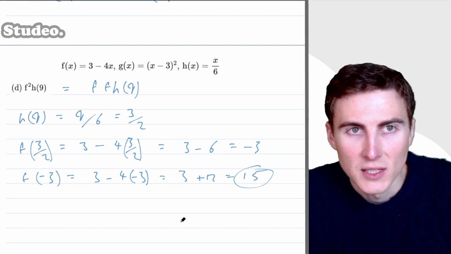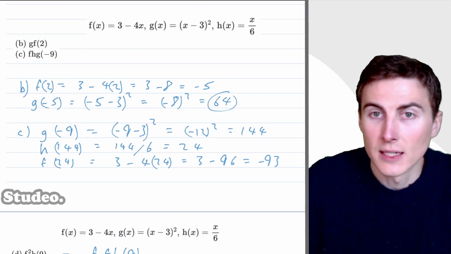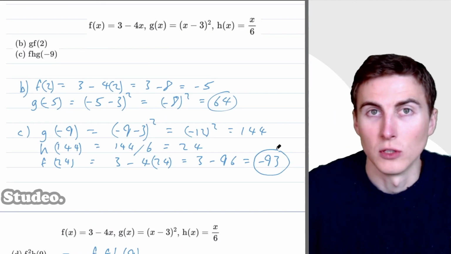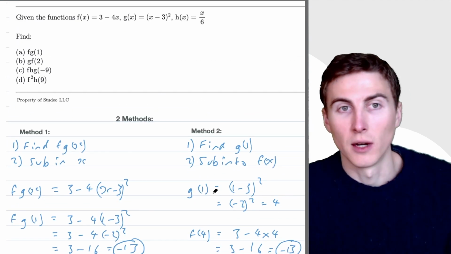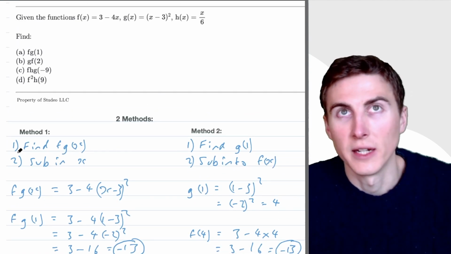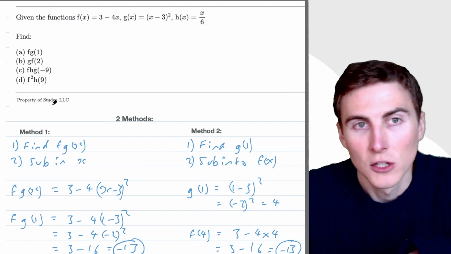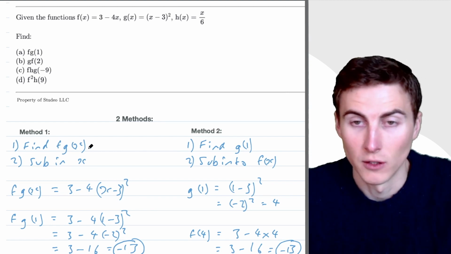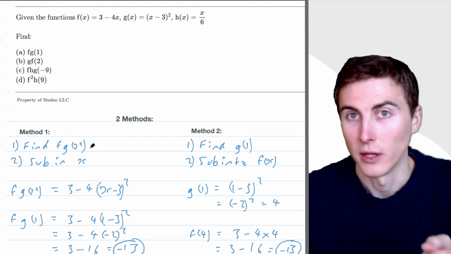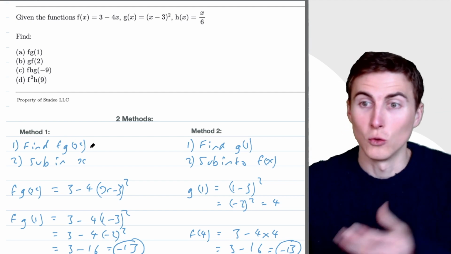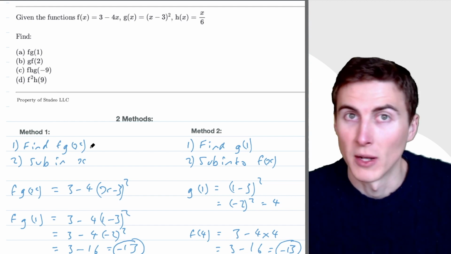So I hope these make sense. It is entirely up to you which method you want to use. I normally find method 2 a bit easier, but it really depends. Often in exams, they'll ask you to find something like fg of x first, and then they'll ask you to find fg of 1. In which case, for that part B, you can just use your part A answer. So it really depends on the question.